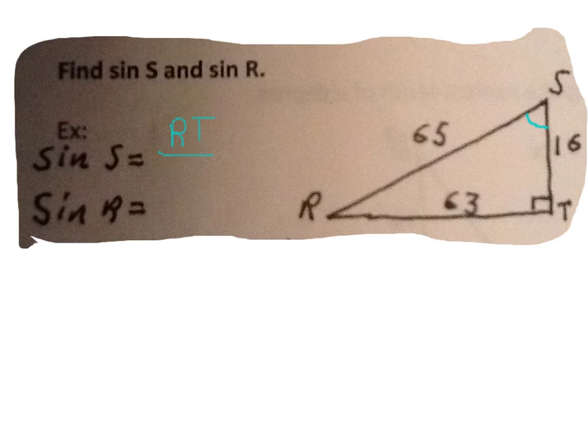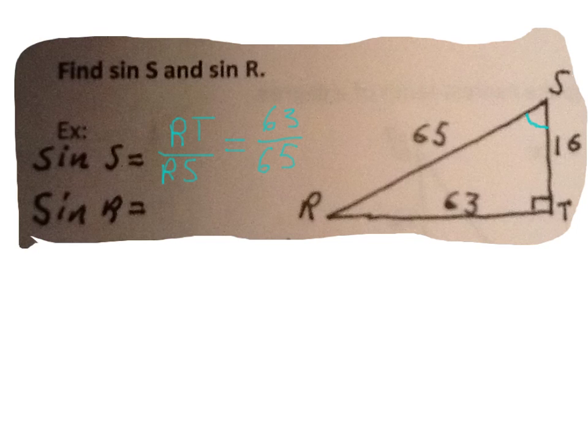So that's going to be RT over the hypotenuse. Well, the hypotenuse is 65, right? So 65 is my hypotenuse. So that's also RS, right? So RT over RS. RT is 63 divided by the hypotenuse, which is 65. Okay, and so once you've got that, you can find the decimal for that if you'd like, but I'm okay with just 63 over 65.